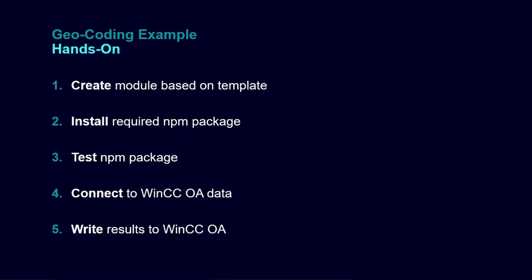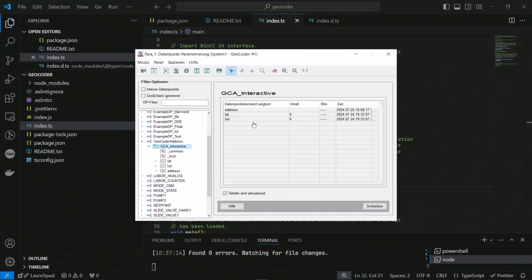So now that we know that the geocoder works and delivers the results we expected, we now want to integrate it into WinCC OA. We do the integration in 2 steps. The first part will be getting the address string from OA into our manager and sending it to the geocoder. And then the second step will be, once we receive the result, to write this result back into the database. So before we start with this, a short look at what we have here in the database.